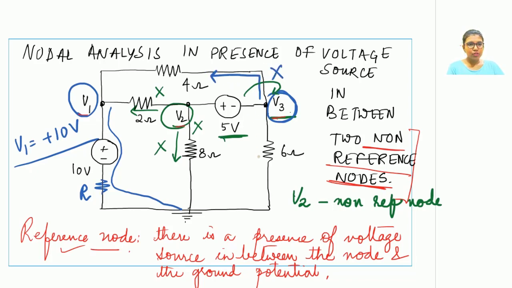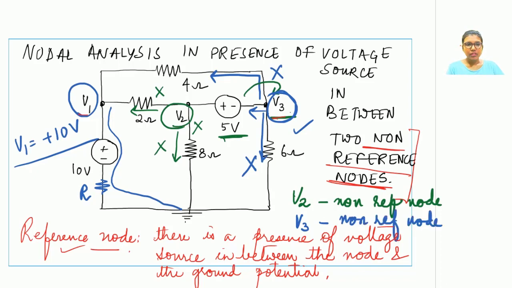There is no presence of voltage source in the downward direction as well. But yes, there is a presence of a voltage source in the leftward direction. Now, if this voltage source is connected to ground potential, then V3 would be termed as a reference node. Unfortunately, we can see again that this 5 volts is connected to node V2, and this V2 is not at the ground potential.